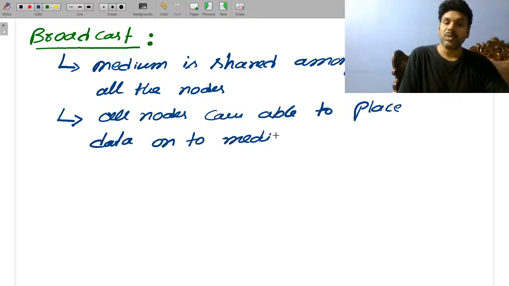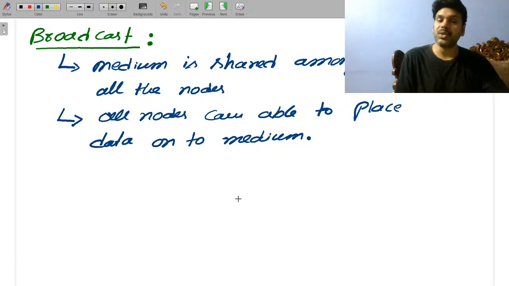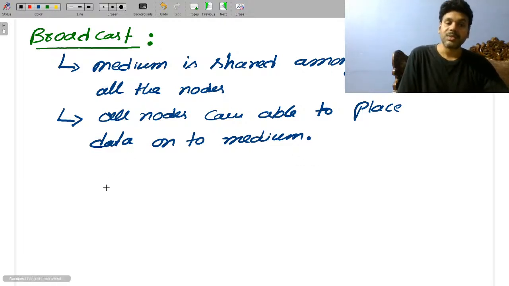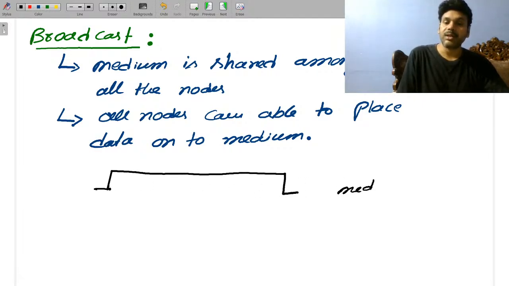There are some problems if you are looking at this structure. That means any node can send data anytime. That's the meaning of broadcasting. So as far as the definition is concerned, there is a medium. This is your media, which is shared between many nodes.